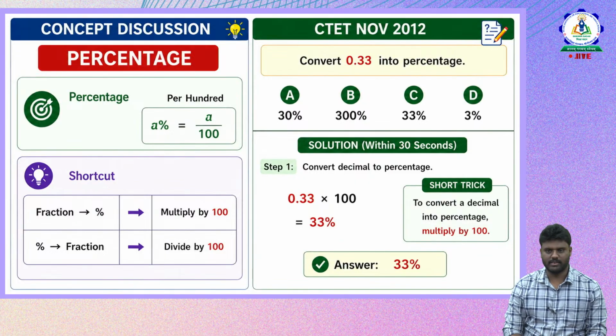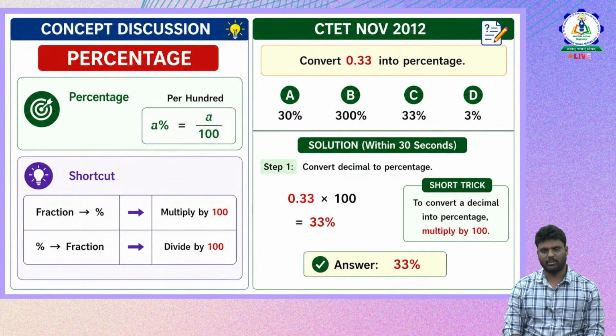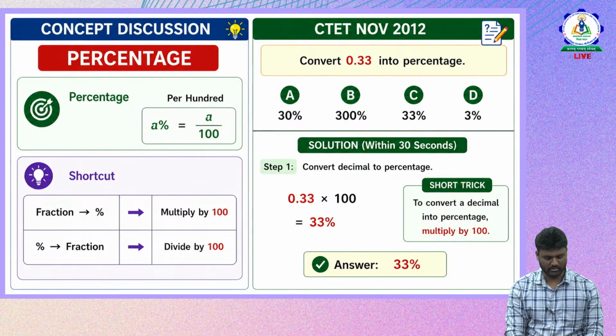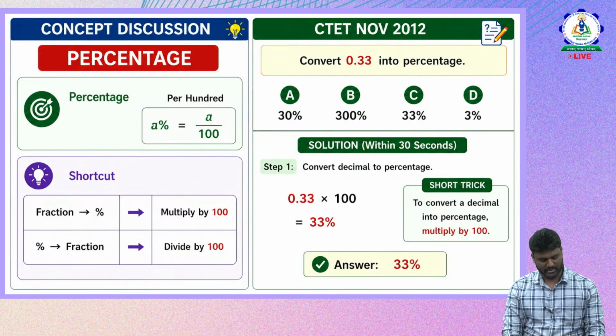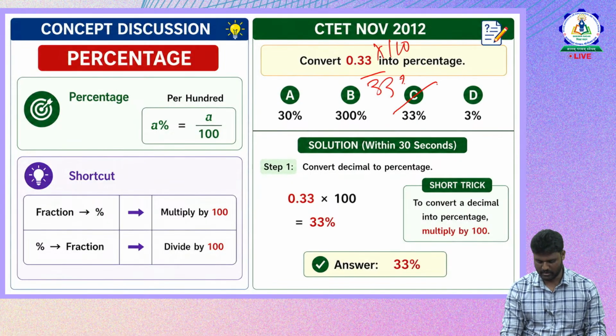Now the next question is convert 0.33 into percentage. This is also based on the percentage concept. Percentage is nothing but per 100. So the denominator will be 100 and the numerator will be the rate percent. So a percentage is nothing but A by 100. Here a decimal number is given, and we need to convert it into percent. When you multiply with 100, it will become 33%. Option C is the correct answer.